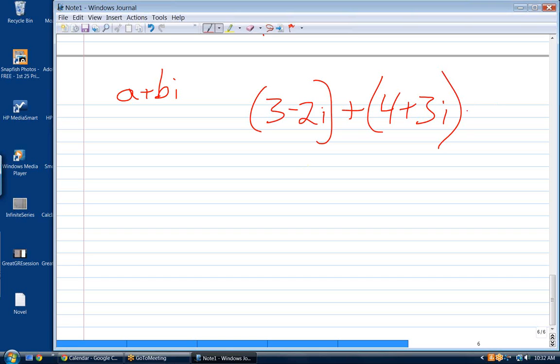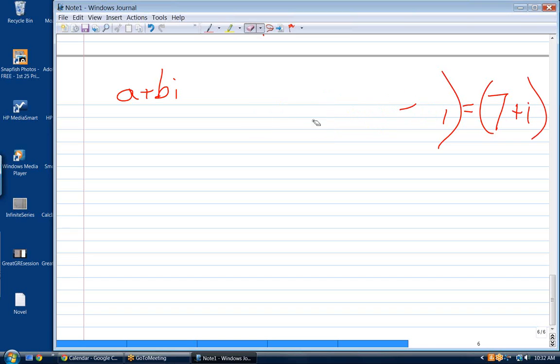I don't know. You just boil it or you just add it? Add the real parts, so 7. 7 plus i. Okay. So adding and subtraction is very straightforward. Alright, so then this one then.